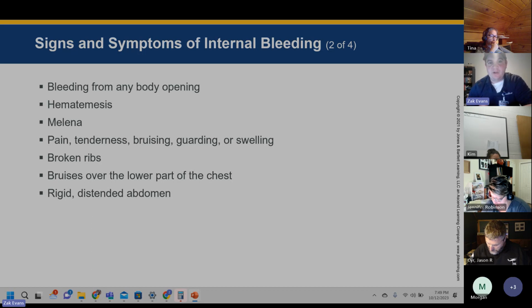Pain, tenderness, bruising, guarding, or swelling. Again, you usually see that wherever the affected blood is pooling, so usually in the stomach. Broken ribs, bruises over the lower part of the chest, and again, that rigid, distended abdomen.